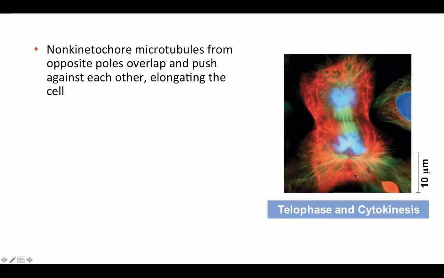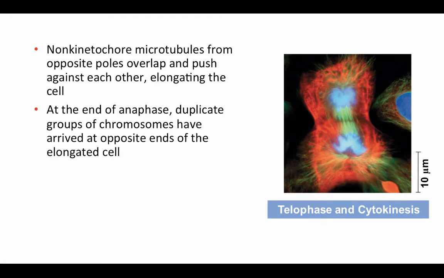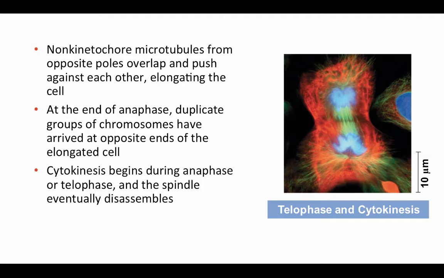And then again, non-kinetochore microtubules from the opposite poles, also using motor proteins, are going to overlap and push against each other, elongating the cell. At the end of anaphase, duplicate groups of chromosomes have arrived at opposite ends of the elongated cell, and then cytokinesis can begin. During anaphase or telophase, that pinching in can start before those chromosomes have fully separated, and then the spindle is going to disassemble once the chromosomes have reached their final destination at the poles.